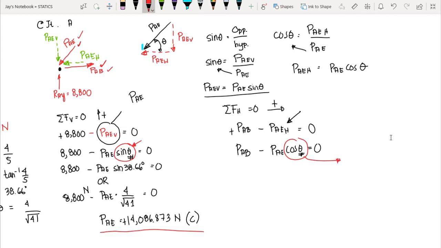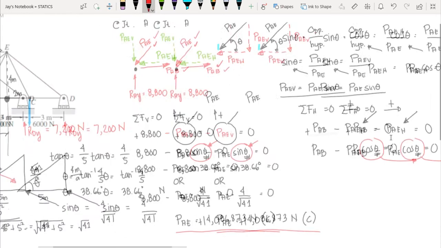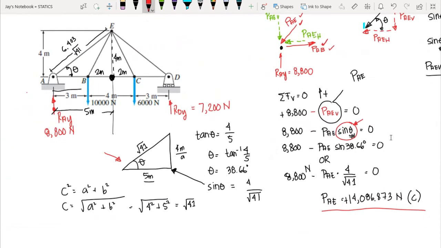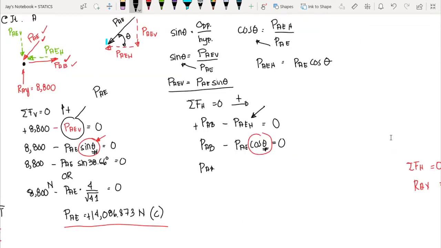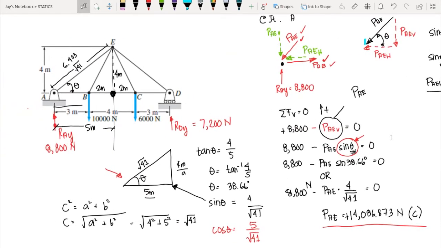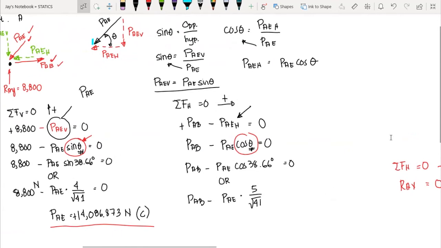So how are we going to replace that? Going back to this figure, we know that cosine theta is basically equal to the adjacent 5 over the hypotenuse square root of 41. You can use PAB minus PAE cosine of 38.66 degrees is equal to 0. Or you can use PAB minus PAE times 5 over square root of 41, this value here, and this equals to 0.